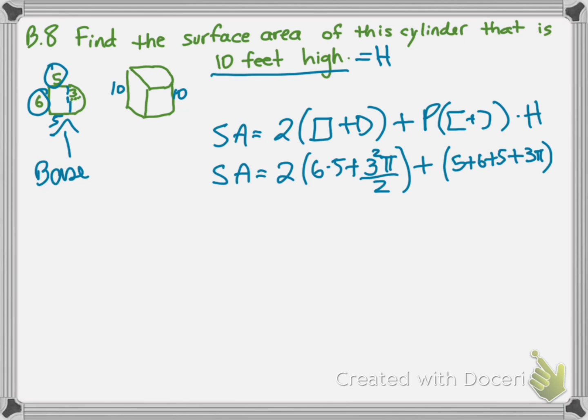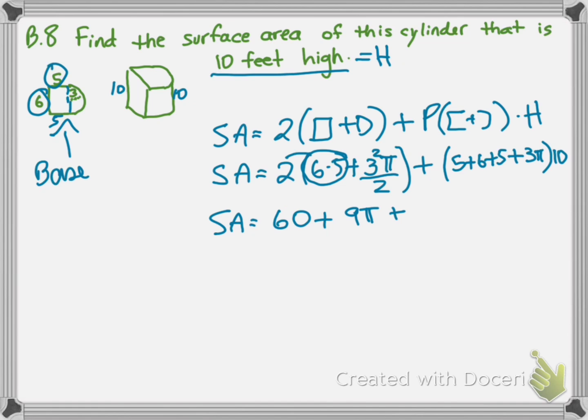And then times the 10. If we simplify this, it's going to be 6 times 5, 30, and 30 times 2 is 60. And then here is 3 squared is 9. 9 half pi's times 2 is just 9 pi. The 2's cancel each other. You can do it there. 9 times 2 is 18. Divided by 2 is 9 again.